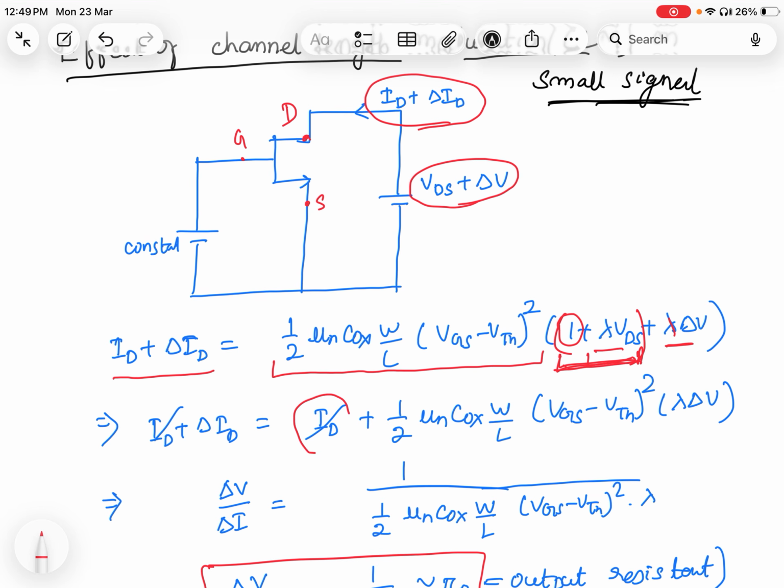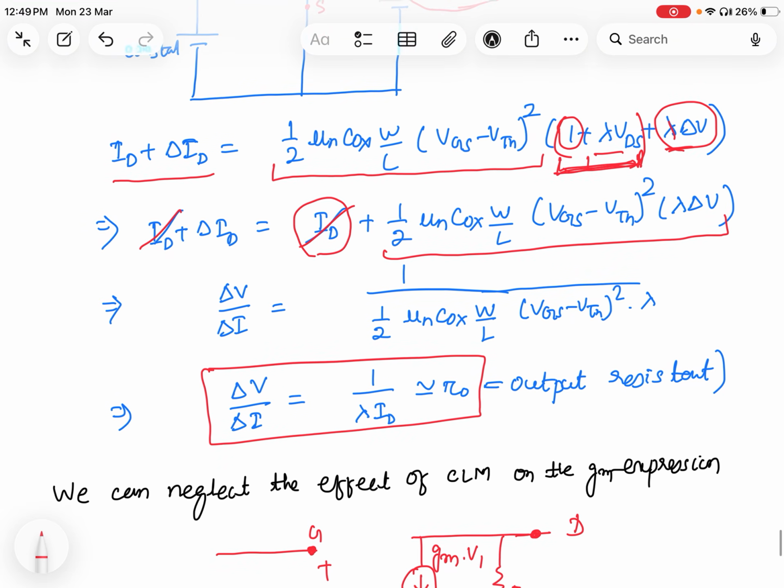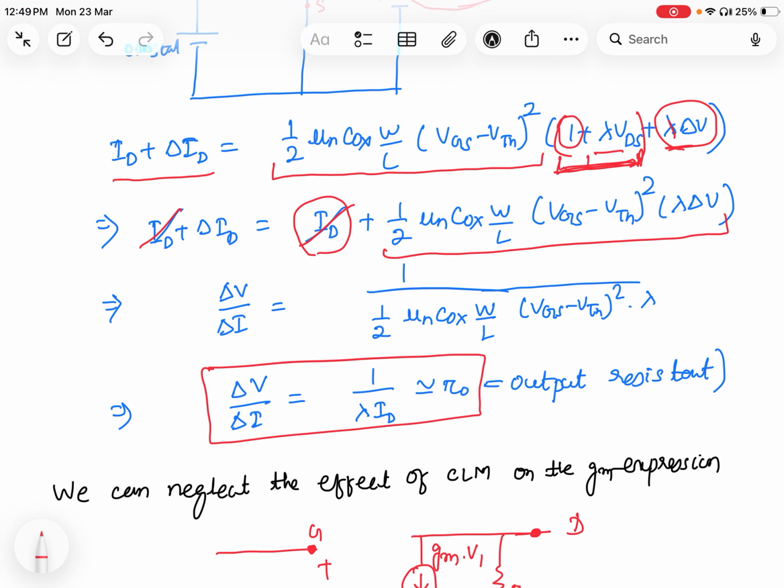When I multiply with this term, this is nothing but your drain current, so I wrote here ID. Then 1/2 mu n COX W by L (VGS minus VTH) squared is multiplied with the second term, lambda into del V. So I wrote here. On the left hand side ID is there, on the right hand side also I got ID, so ID cancels out. So I got del ID equal to this much.